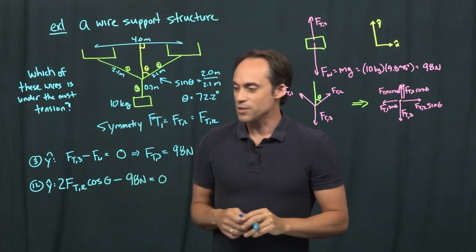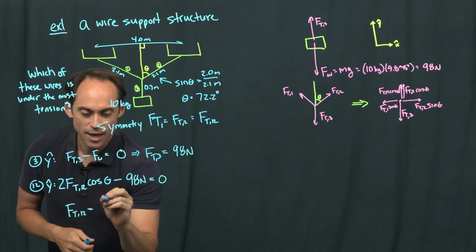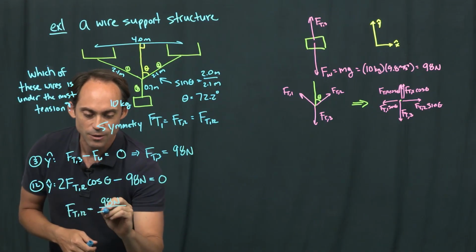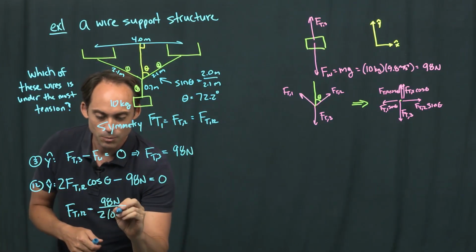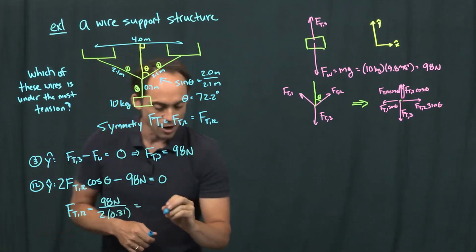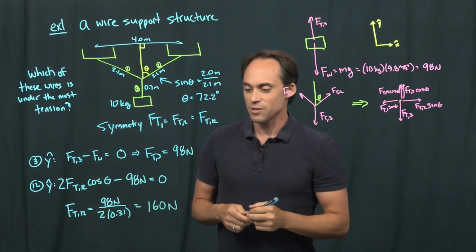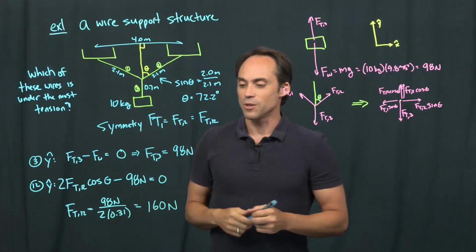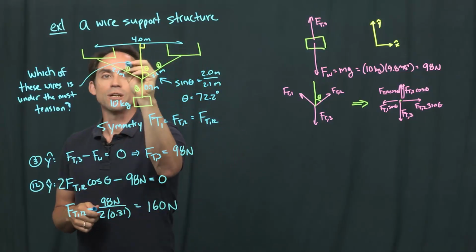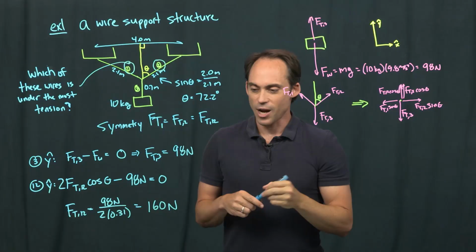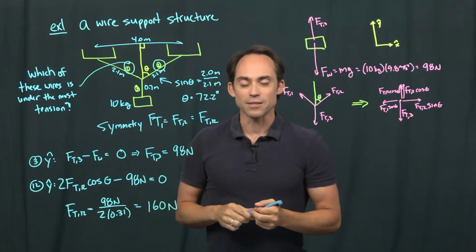All right, so now we can solve for the tension force in both the 1 and 2 wires. That's just 98 newtons divided by 2 times the cosine of 72.2 degrees, which turns out to be equal to 0.31. And when we write all these numbers out, we get a tension of 160 newtons, 2 significant digits, for each of the tension forces in the wire. So we can immediately discern that the wires under the most tension are these 2 right here. They have almost twice as much tension in them as the little wire that's connected to the mass itself.